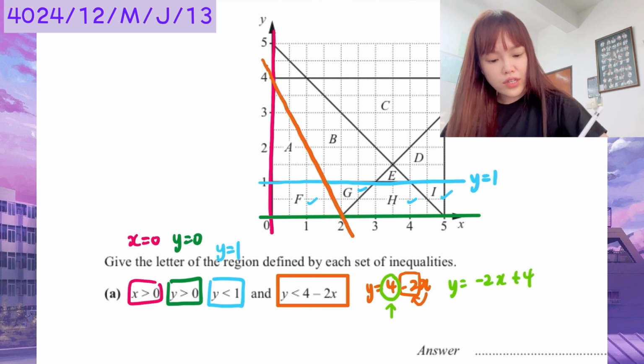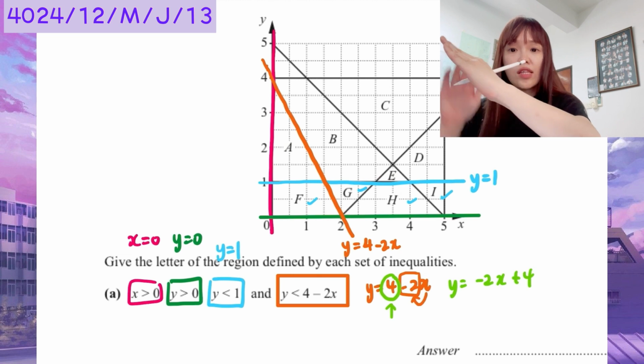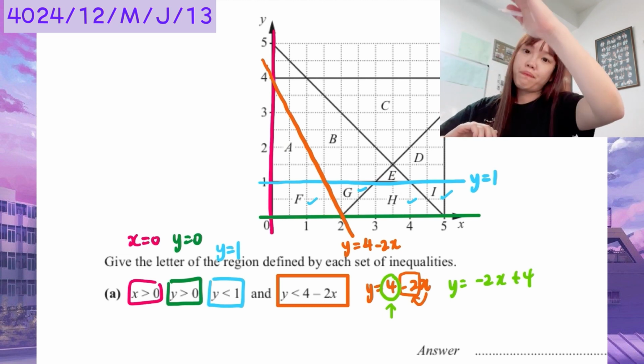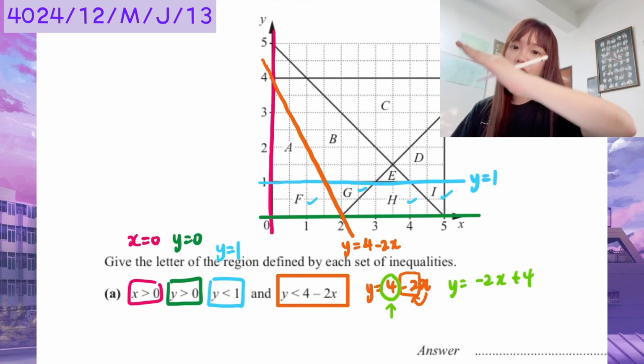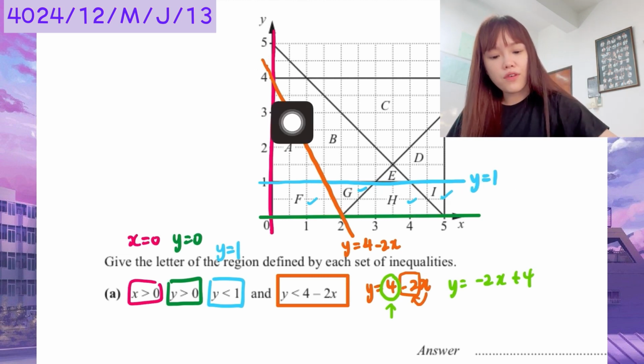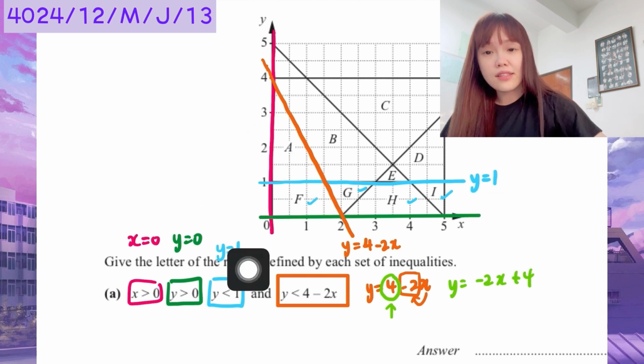Okay, if I draw longer, this line is y equals 4 minus 2x. If your graph is like this, this is y equals 4 minus 2x. If y is larger than 4 minus 2x, it is above, so the shaded region is here. If it's smaller, then the shaded region is here. Again, from the graph here, if larger than, then it's here. If y is smaller than, it's here.